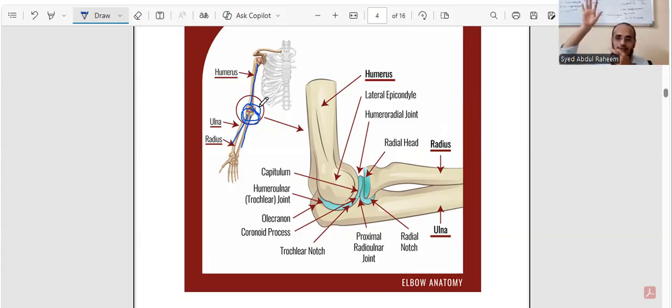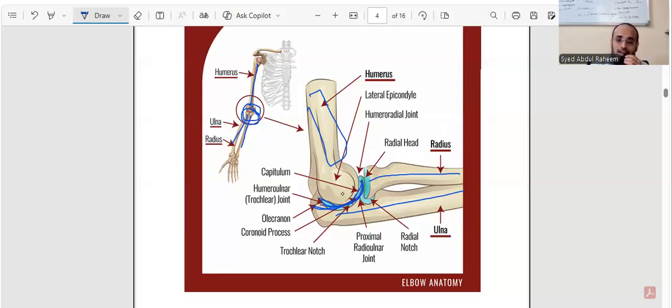Here you have two bones. The radius bone is near the thumb, and this is the ulnar bone. They join and make the elbow joint. In the shoulder we have two bones, in the elbow you have three bones. You can see in this image the humerus bone, radius bone, and ulnar bone meeting together, and you can see the synovial membrane and cartilage, which are available in every joint.